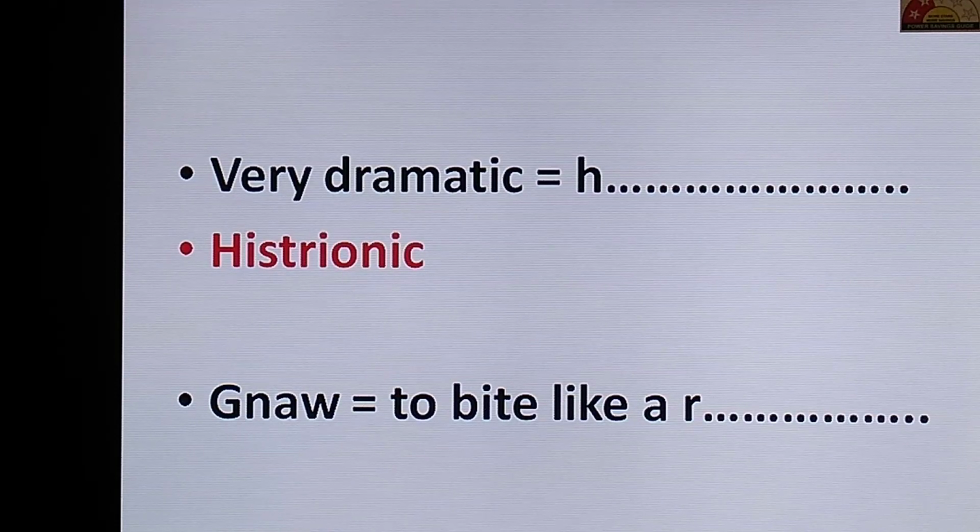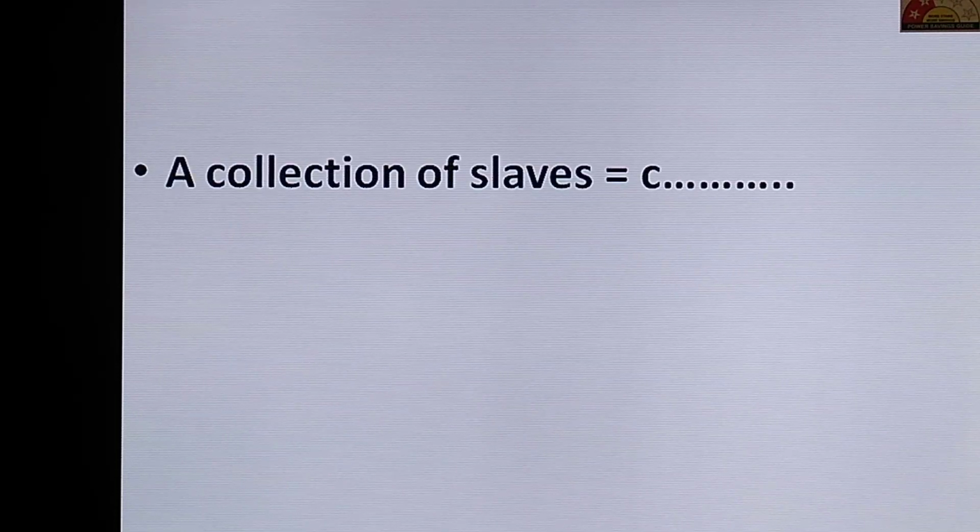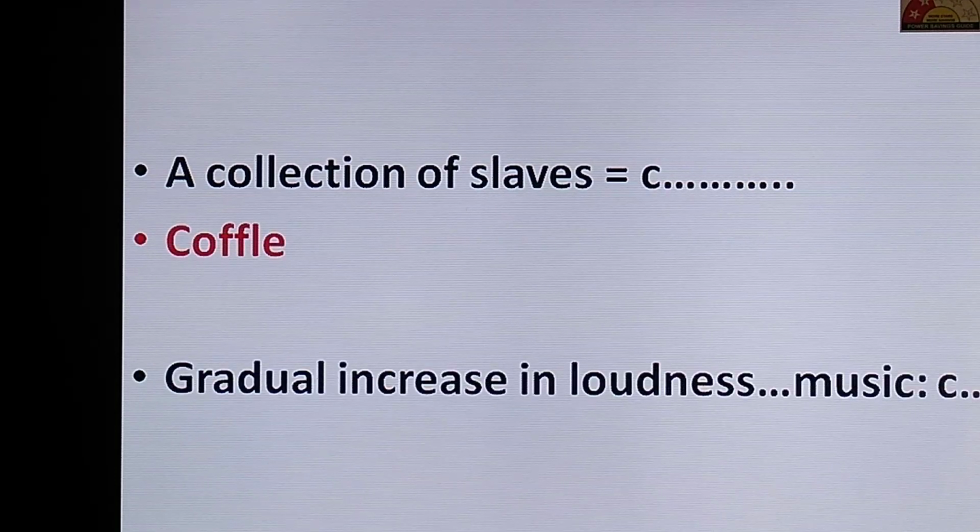Next, to bite like a rat. A collection of slaves, it begins with C, it's coffle. Next, gradual increase in loudness of voice, especially in music. It begins with C, it's crescendo.